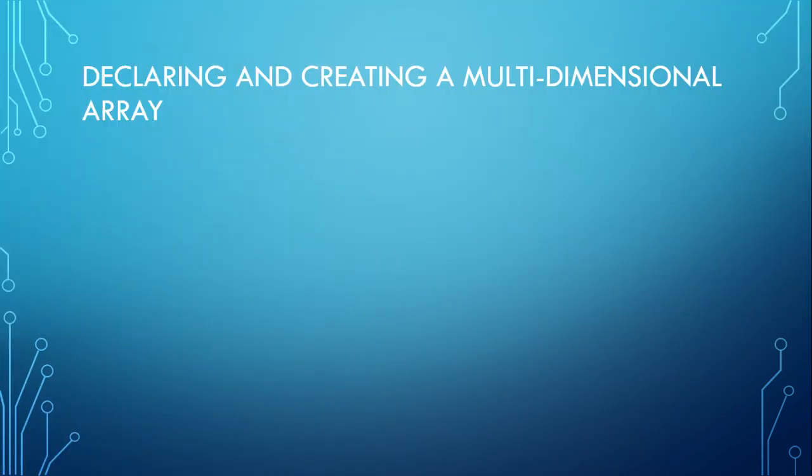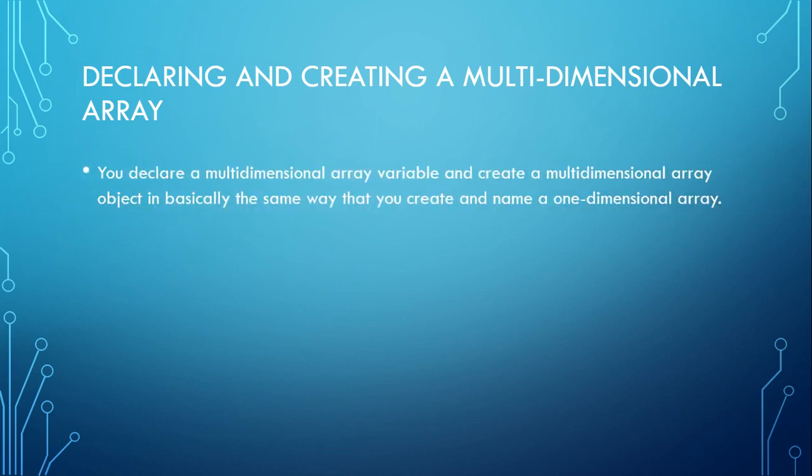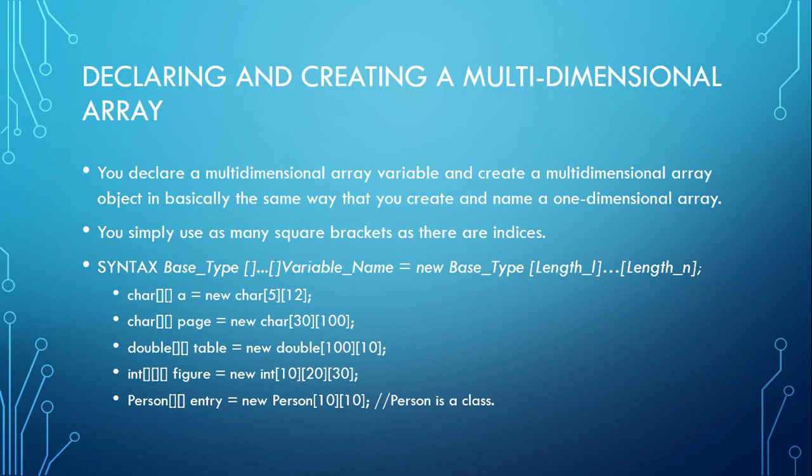With that in mind, let's talk about how you declare and create a multi-dimensional array. You can declare a multi-dimensional array variable and create a multi-dimensional array object in basically the same way that you create and name a one-dimensional array. You simply use as many square brackets as there are indices. So the syntax is the base type, followed by the array name, and then a pair of brackets for each index, all the way up to the last bracket.